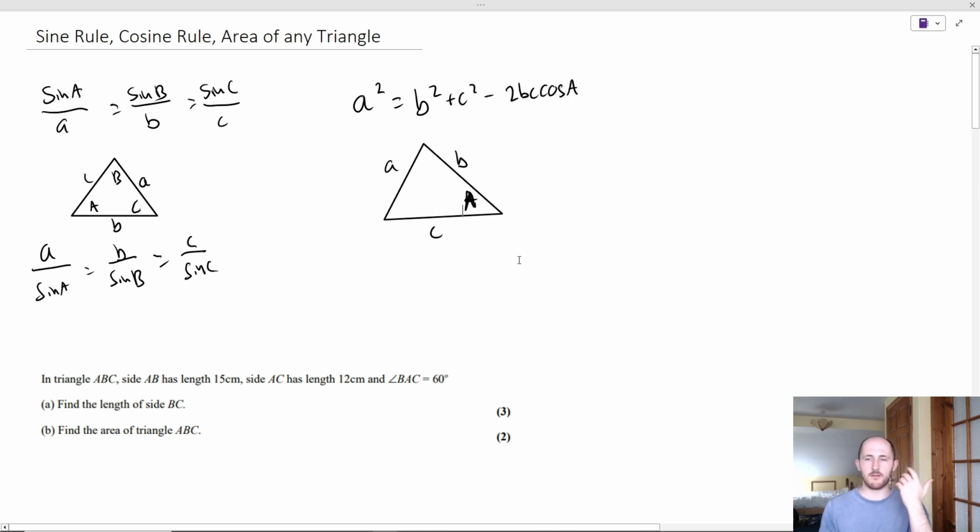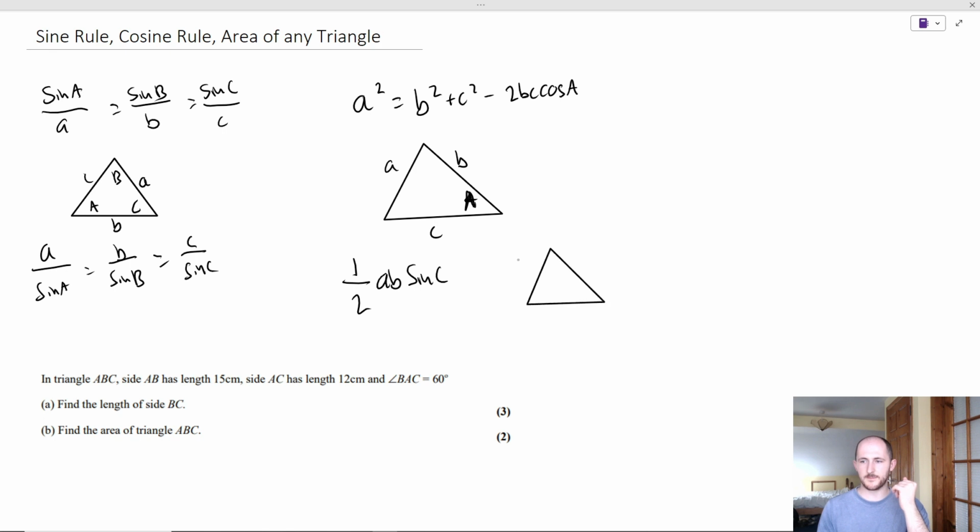And of course, the area of any triangle is simply half ab sine C. Basically, it's going to be two sides and the angle between them. That's all you need to care about. So in this case, it would be bc sine A. In this case, it would be, for example, ab sine C, or ac sine B, whatever. You just need two sides and the angle between them. So let's have a look at some actual A-level maths questions.